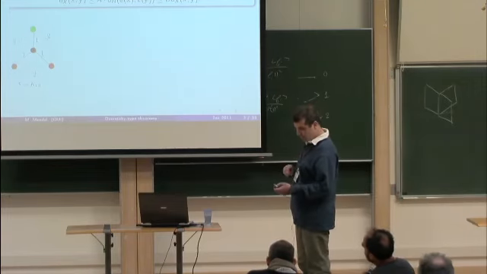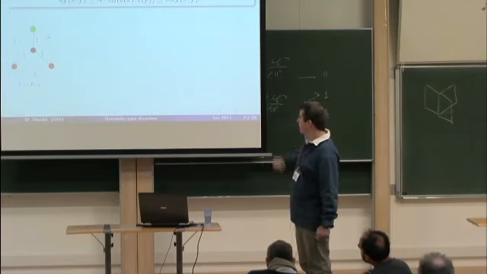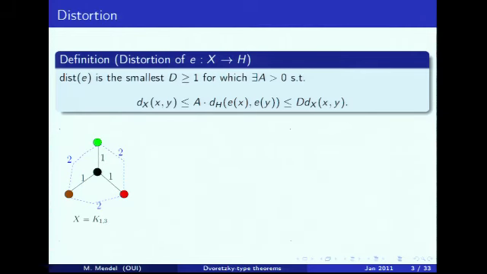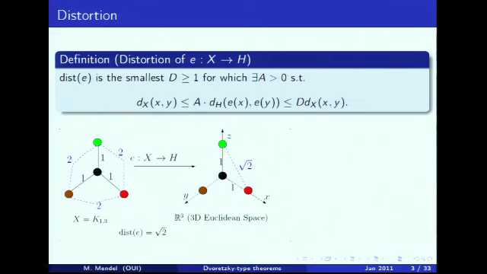Here's an example for the distortion. Take this star graph and look at the graph metric on it. Try to embed it into three-dimensional Euclidean space. Here's a specific example of an embedding. You can embed the center into the origin and the leaves onto the axes, and you see that the distortion here is square root of t, because the distance between two leaves is contracted by a factor of square root of t. It becomes square root of 2 instead of 2.